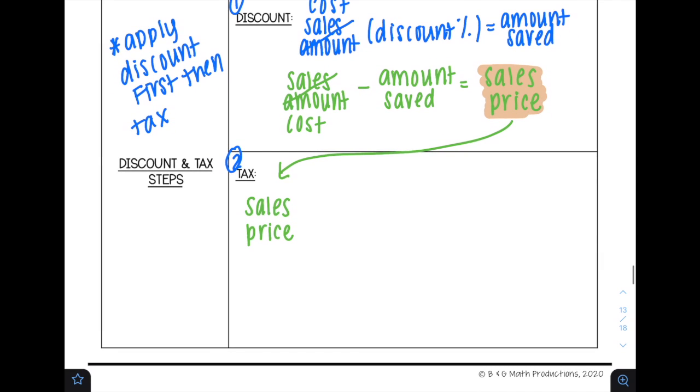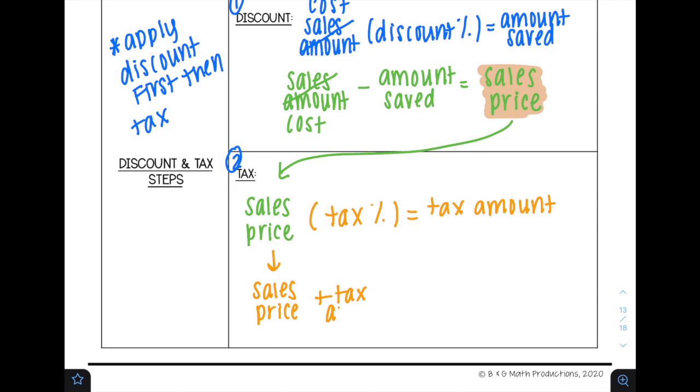You're going to take the sales price and multiply it by your tax percent, either as a decimal, or you can set it up as a fraction or a proportion, whichever you prefer. You're going to get the tax amount. You're going to use that and add it back into the sales price. So you're going to take the sales price again and add your tax amount. And this is going to equal your final price or final amount.